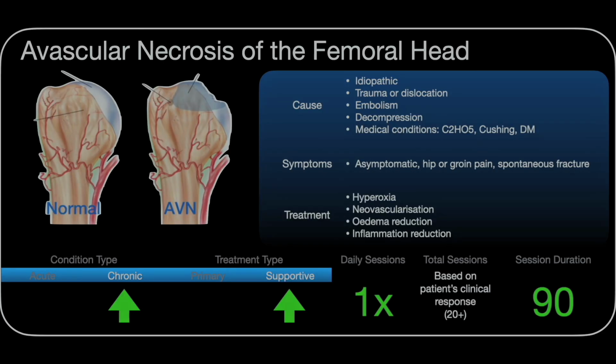The use of hyperbaric oxygen therapy within the context of avascular necrosis of the femoral head relies on hyperoxia, new vascularization, reduction in edema, and reduction in inflammation. Patients are usually exposed to 1 session per day. The patient's total number of treatments depends on the patient's clinical response, and usually involves 20 to 30 sessions.